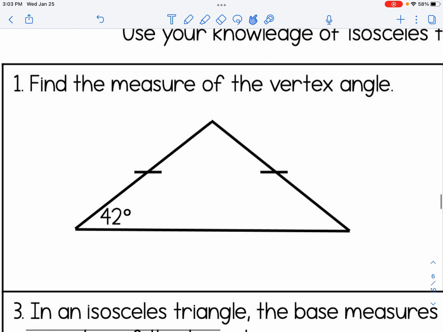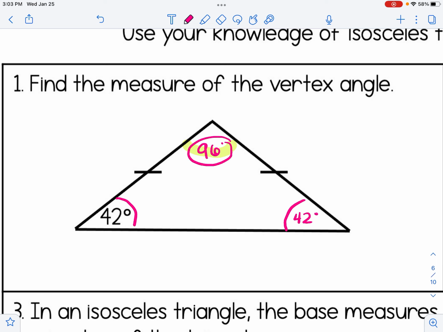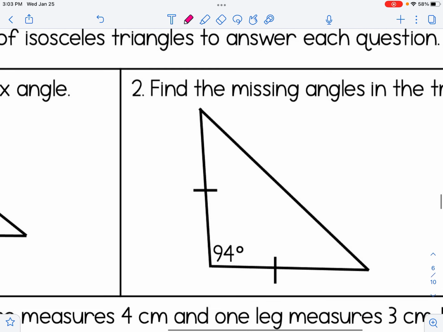So let's examine some problems that relate to isosceles triangles. If we take a look at number 1, it says find the measure of the vertex angle. So that means we're looking for this angle up top here. Well, first, let's figure out what the other base angle is. Using the isosceles triangle theorem, if this angle is 42, this angle is also 42. So I'm going to go ahead and fill that in. Then we know that in a triangle, there's an interior angle sum of 180 degrees. So if I add up 42 and 42, and subtract from 180, that makes the measure of this vertex angle 96 degrees.